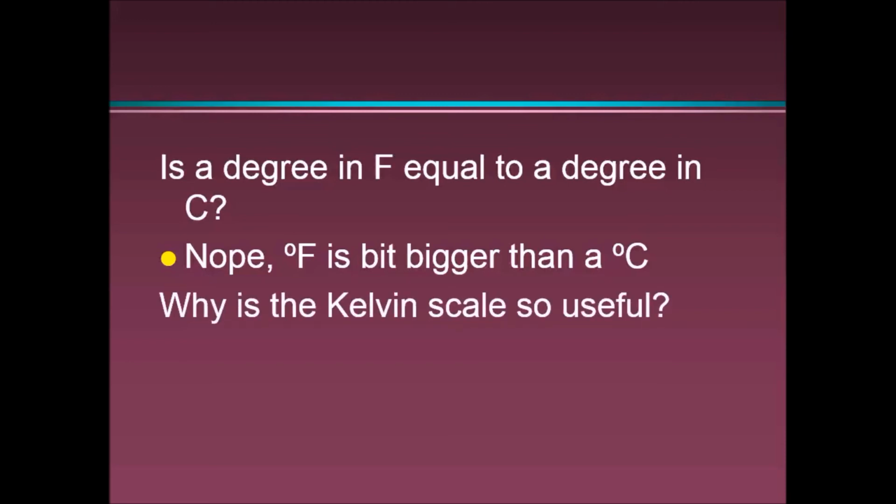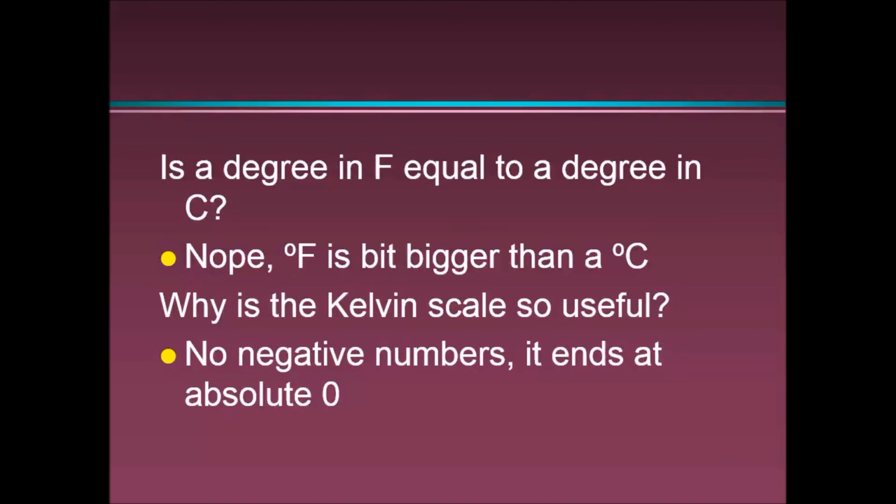Why is Kelvin so useful? Because 0 Kelvin is absolute 0. That's it. Can you have negative Celsius degrees? Yes. Can you have negative F degrees? Yes. Can you have negative Kelvin? No. 0 is as cold as anything can get. At 0, there is no heat, and temperature measures heat. So at 0, there is no heat. There are no negative numbers with Kelvin.